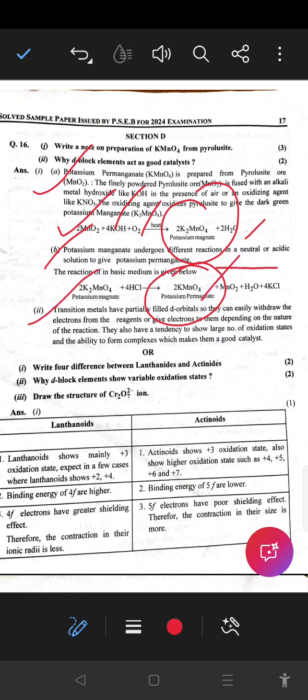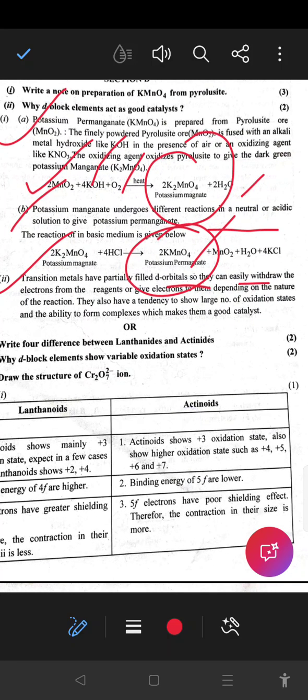Second part: why do d block elements act as good catalysts? Transition metals have d orbitals, so they can easily withdraw electrons from a reagent or give electrons to them. Depending upon the nature of the reaction, they have a tendency to show a large number of oxidation states and the ability to form complexes, which makes them good catalysts.